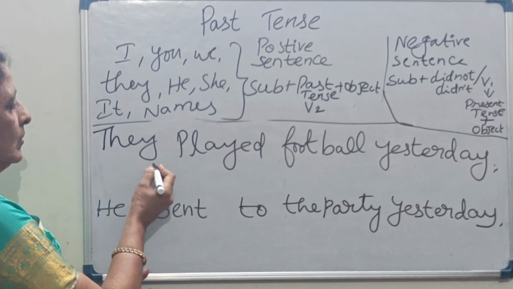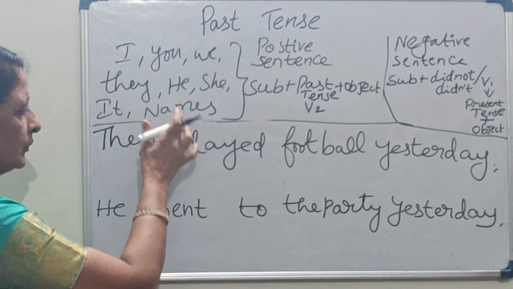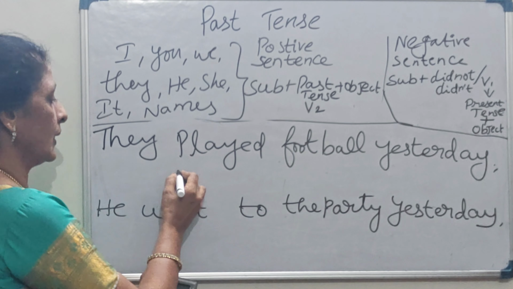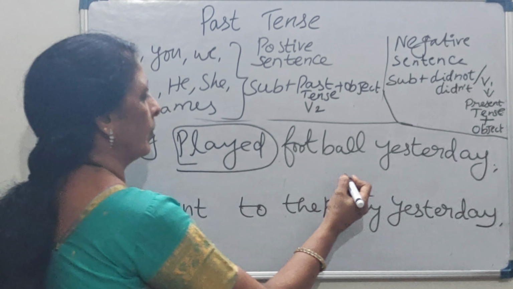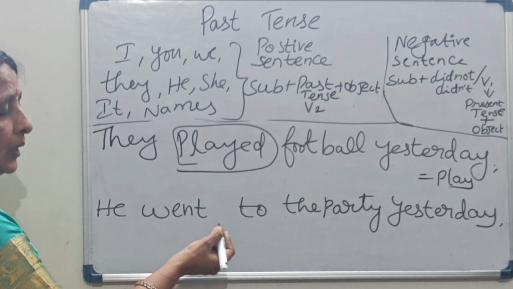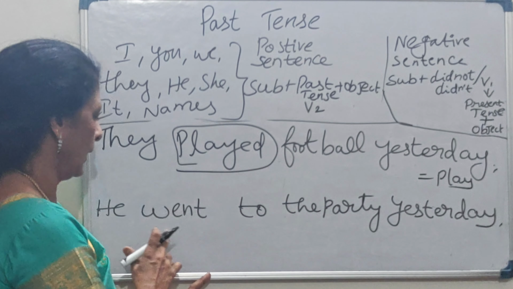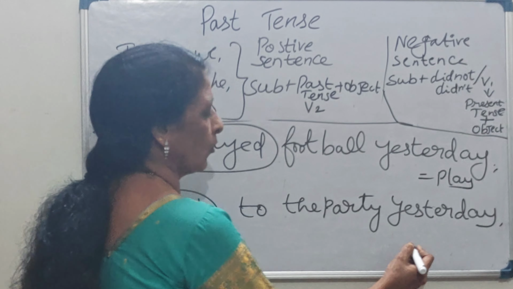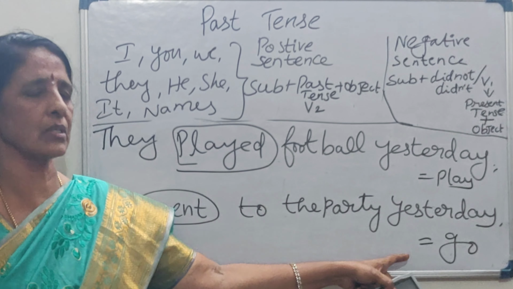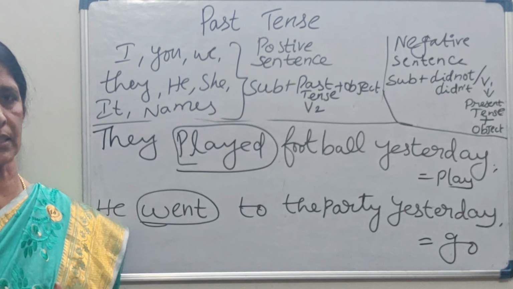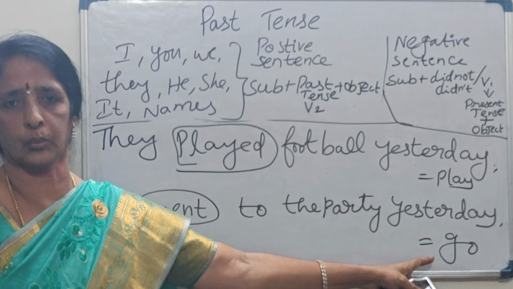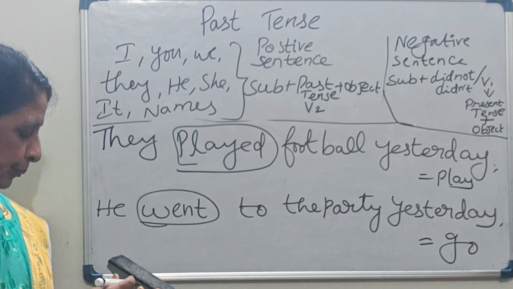See here, they. For all the subjects we can write, but you should know the past tense. Okay. Now here the past tense is played. For this, the present tense verb is play. In this, the present tense is go. Went is go. Okay. Why am I writing this? If you want to say it in a negative sentence, you have to know which one is the present tense. So I am writing this separately. Okay. Go. Here it is play.